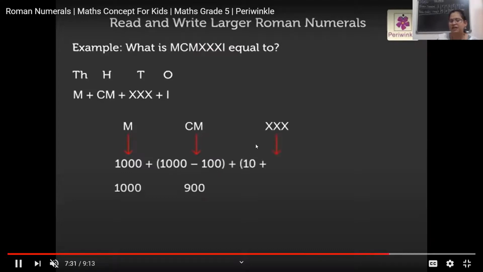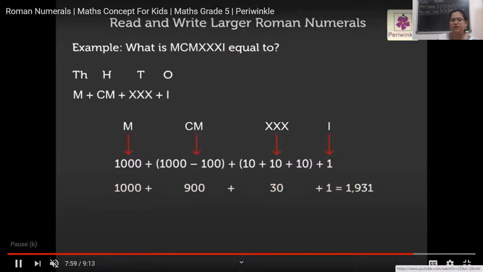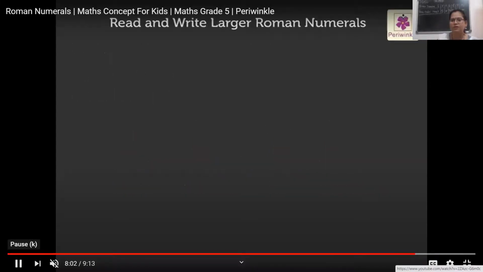Triple X, that is XXX. We just have to add 10, 10, 10. That is 30. And in the ones digit we have I. I means 1. Now add all this, you will get the value of this number, this symbol. So what is it? 1931 is the answer. Hope, children, you understood how to learn the Roman numerals.